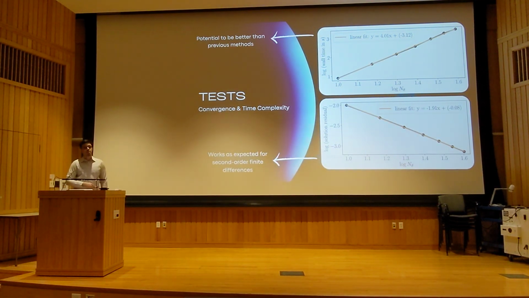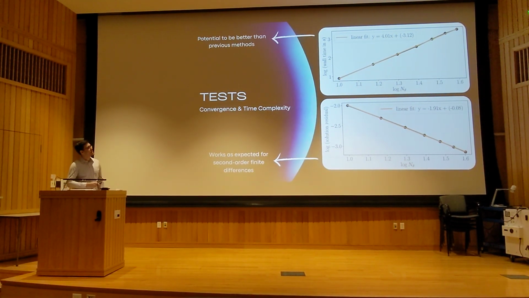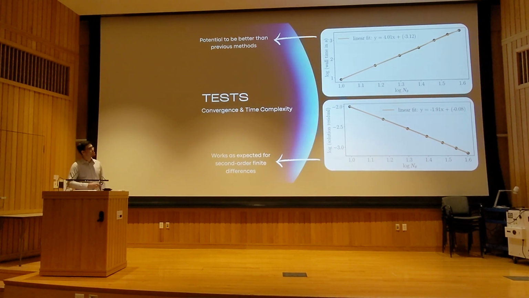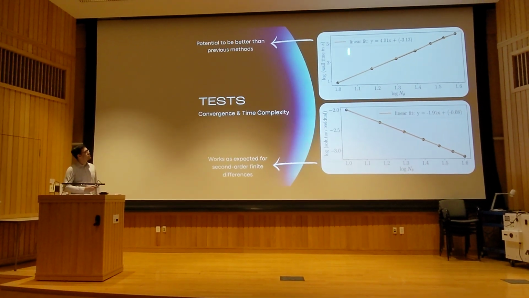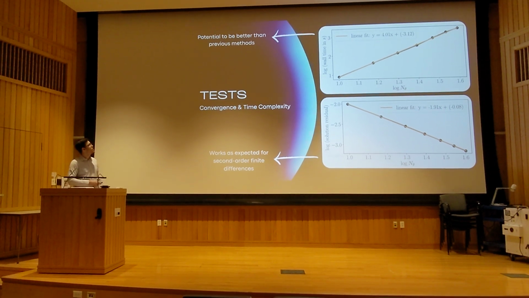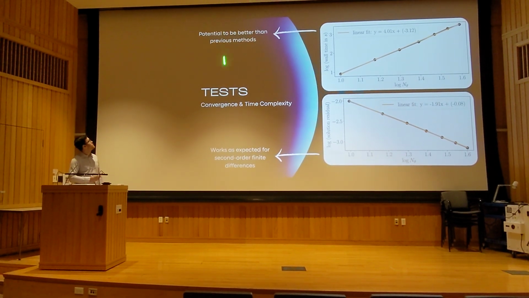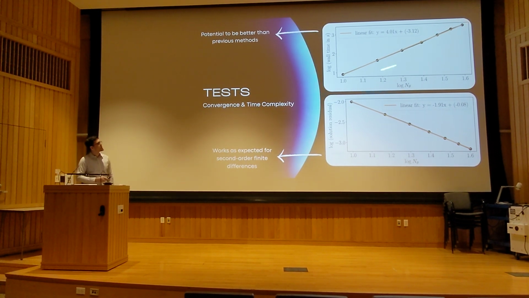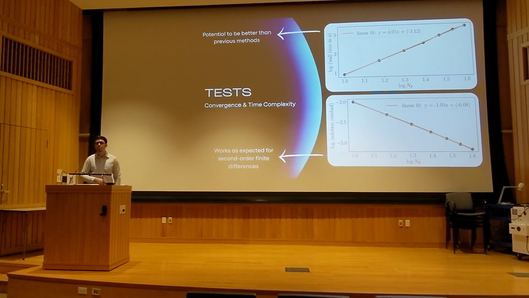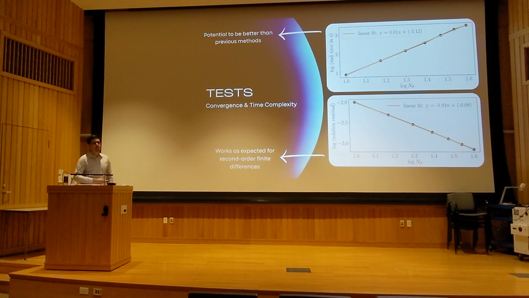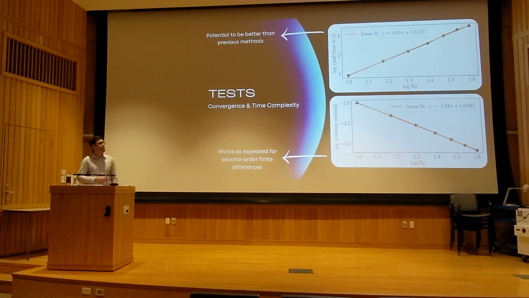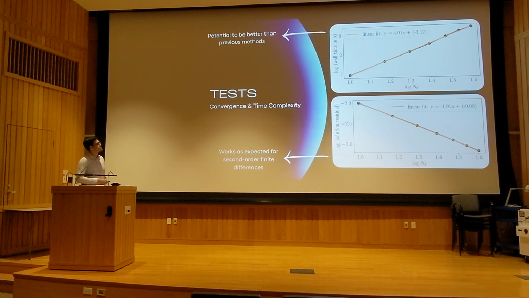We can also analyze our solver, and here at the top I have a time complexity analysis. As we increase the grid resolution, we look at how long it takes to run the solver, and we see that it has the potential to be much better than previous methods. Here we see that the time complexity is n to the power of 4, and some of the previous methods have time complexity n to the power of 6, so this is much better, but we hope to make it even better, as I'm going to explain in the next slides.